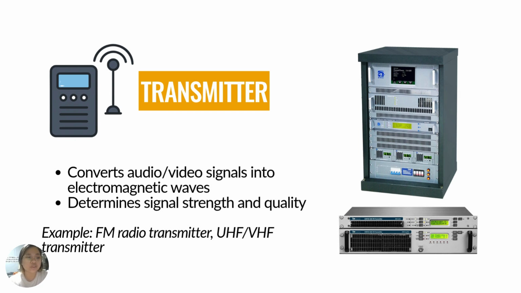So let's start with the transmitter, which is the heart of the system. It converts audio or video information into electromagnetic waves and sends them out via an antenna. So example of those are FM transmitters for radio and UHF or VHF transmitter for television.